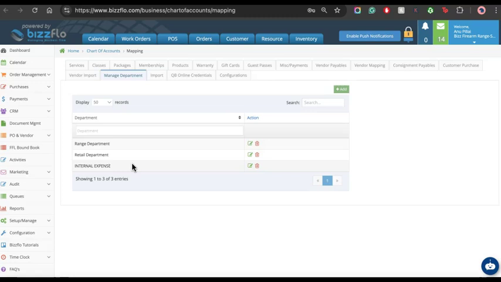And that's all for today's video. By maintaining precise mapping and categorization in BizFlow and QuickBooks, businesses can ensure accurate financial tracking and reporting.